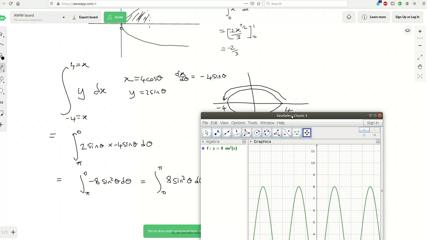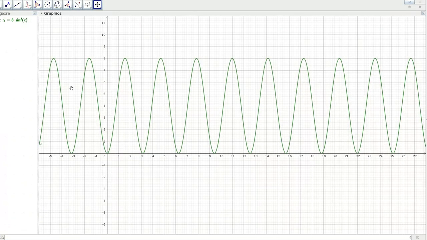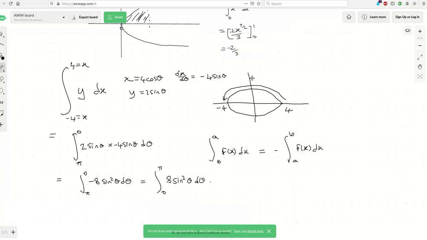Here's a graph of positive 8 sine squared theta. Yeah, this is y equals 8 sine squared x. If I ever integrate this and I make sure that the lower limit is smaller than the larger limit, I'm clearly going to get a positive value because the curve lies above the x-axis for all values of x. And that's because we're squaring sine x. So if I square sine x, I'm going to have a positive value. So yeah, that's why we're definitely going to get a positive value there.